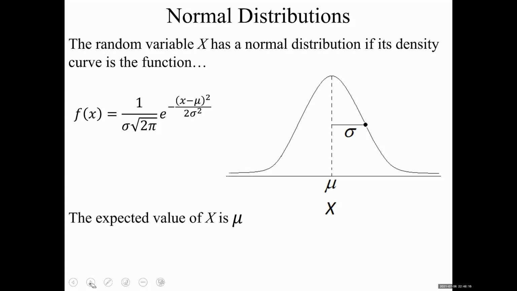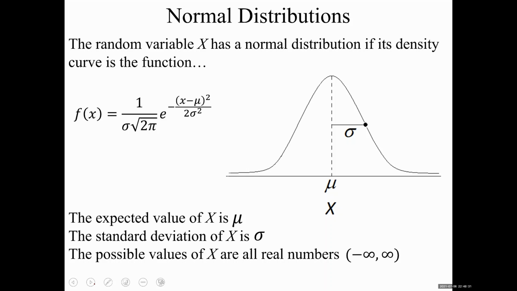What does it say here? So the expected value is mu. That's like the average of all the numbers in the bag. That's where the peak is. If you go from the peak down to the x-axis, that's mu. The standard deviation is sigma. It's half the width of the peak if you measure it from the inflection point. The possible values of x are all real numbers. We already said that, all decimals.